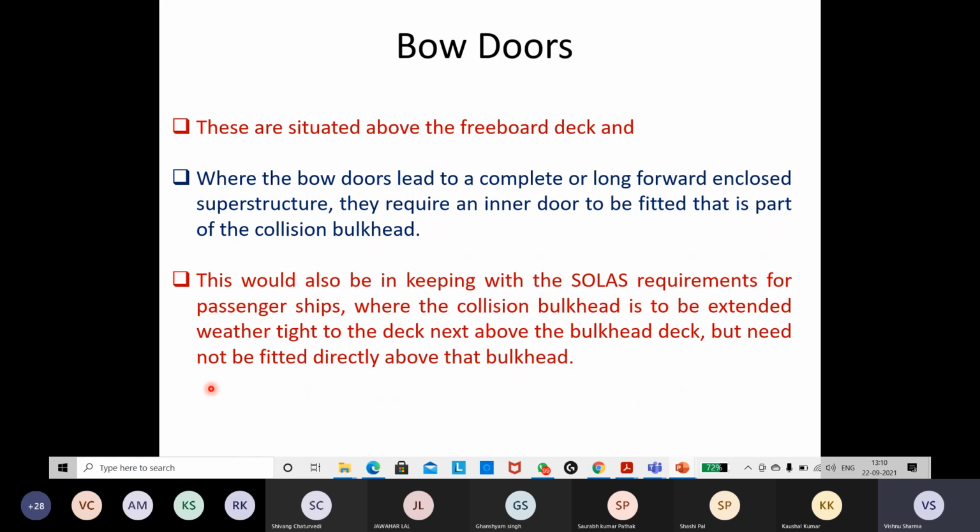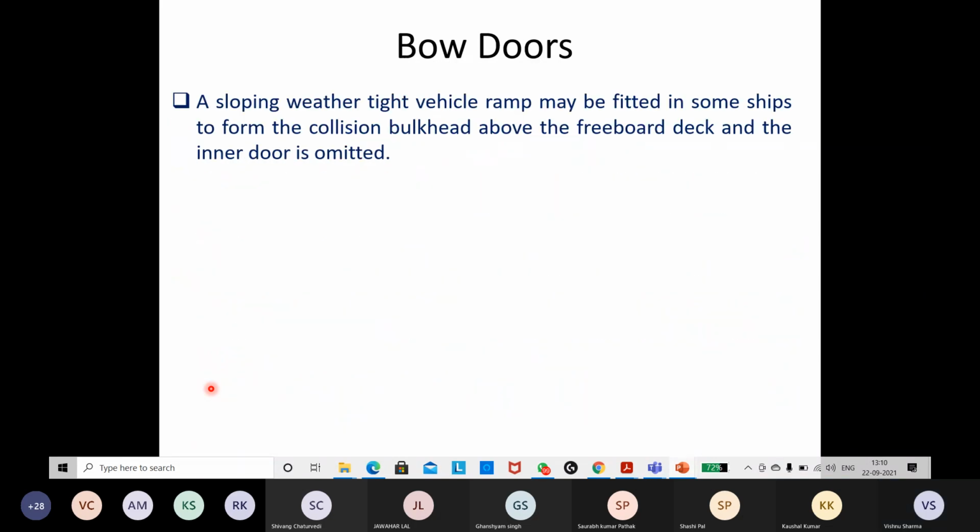weather tight, and that can be directly above the collision bulkhead, or may not be directly above it, but there has to be another bulkhead forward, because the collision bulkhead needs to be extended to the next deck, which has to be weather tight. So obviously that will be where the collision bulkhead is, and maybe slightly offset if the need arises. So that is what he's trying to say.